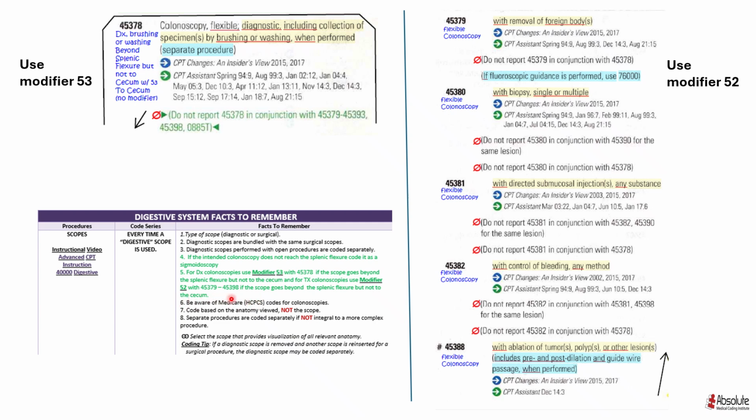Number six, be aware of Medicare, those HCPCS level 2 codes. If a patient is on Medicare, you are not to use these codes. Use the appropriate HCPCS level 2 codes. All right? How do you know they're on Medicare? Because the documentation says they're on Medicare. It is not based on the patient's age. Number seven, code based on the anatomy viewed, not the scope. So you got to pay attention and just use your tree and you're good. Number eight, separate procedures are coded separately. Just remember the separate procedure rule, and that's it.